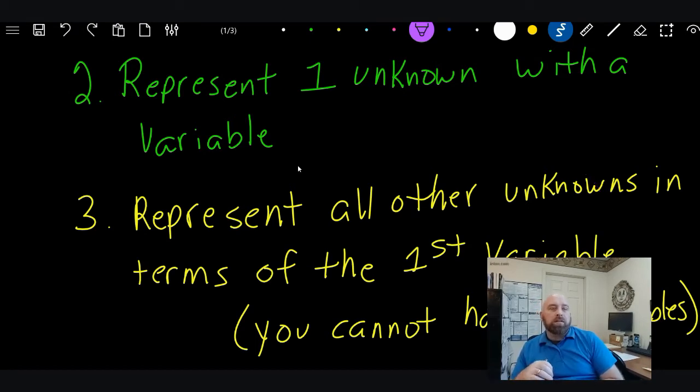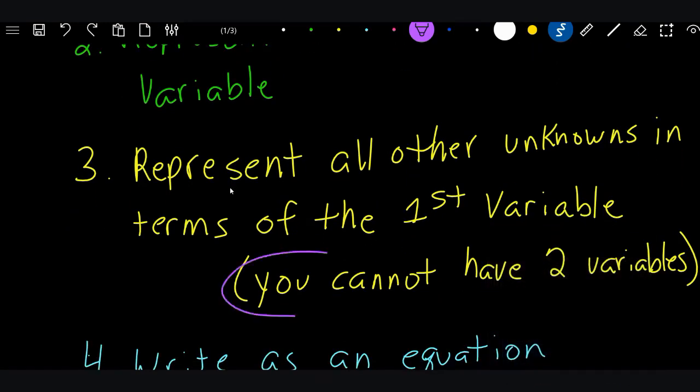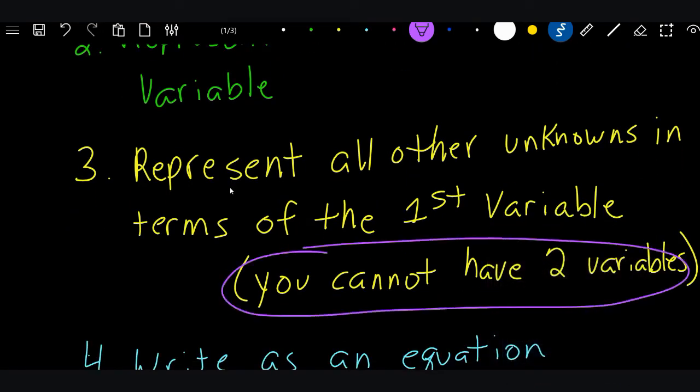Maybe you're going to use, instead of just X, X plus 3, or X minus 3, or X times 3, or X divided by 3. But if there's multiple unknowns, you have to represent all of those unknowns with the same letter. Notice what it says. You cannot have two variables. So don't try to put an x and a y. It's not going to work. Okay, you cannot solve it if it has two variables. So you have to use only one variable.